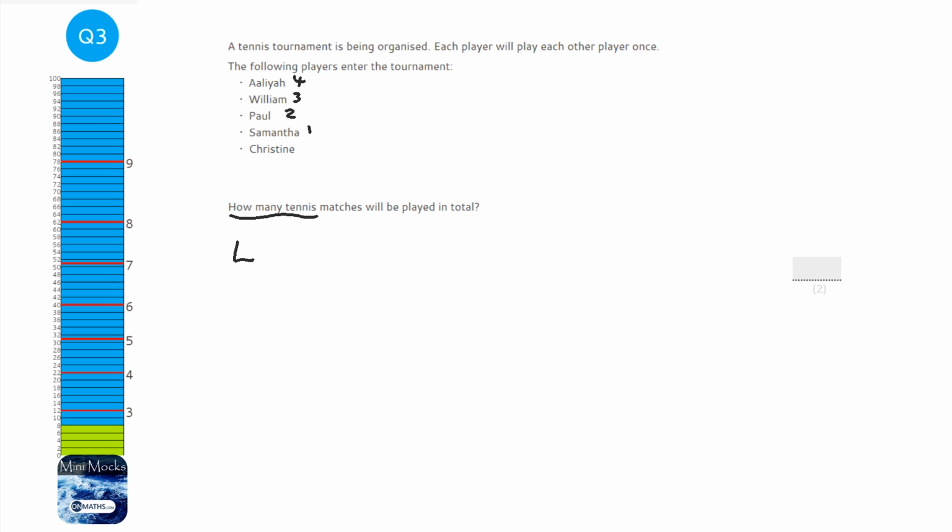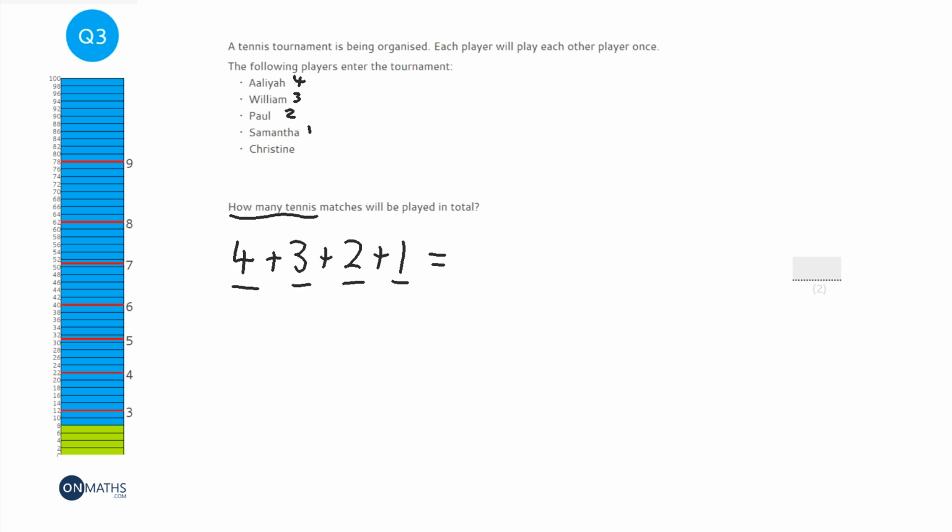So we've got the 4 matches Alia's going to play, 3 matches that William's going to play, not counting the one we've already counted from Alia, plus the 2 Paul's going to play, plus the other one that Samantha's going to play. So 4 plus 3 is 7, plus 2 is 9, plus 1 is 10. So in total there are 10 different matches going to be played.